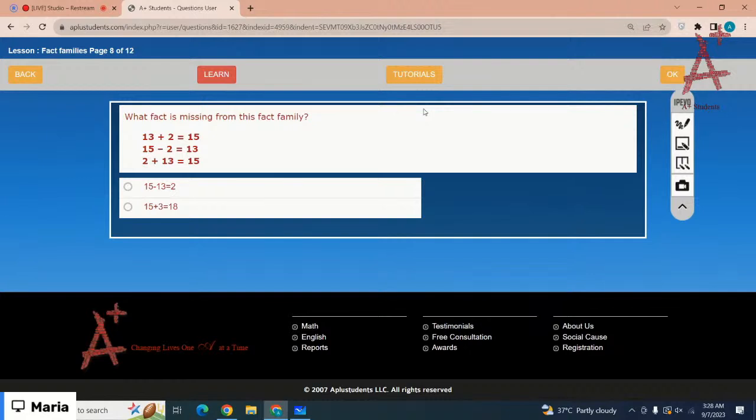What fact is missing from this fact family? So which is the correct option? Yes, the correct option is option number 1. The missing fact would be related to subtraction, right? Because you have given just one of the subtraction sentences. So it would be 15, because the numbers are 15, 2 and 13. So option number 1 is the correct option. 15 minus 13 equals 2.